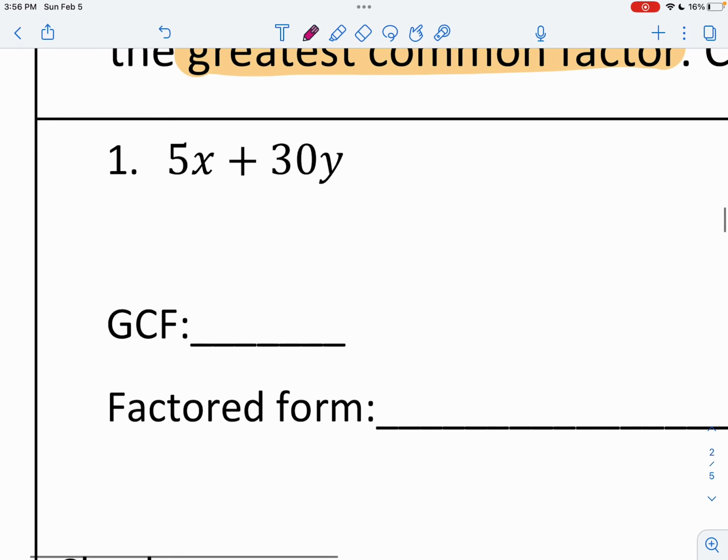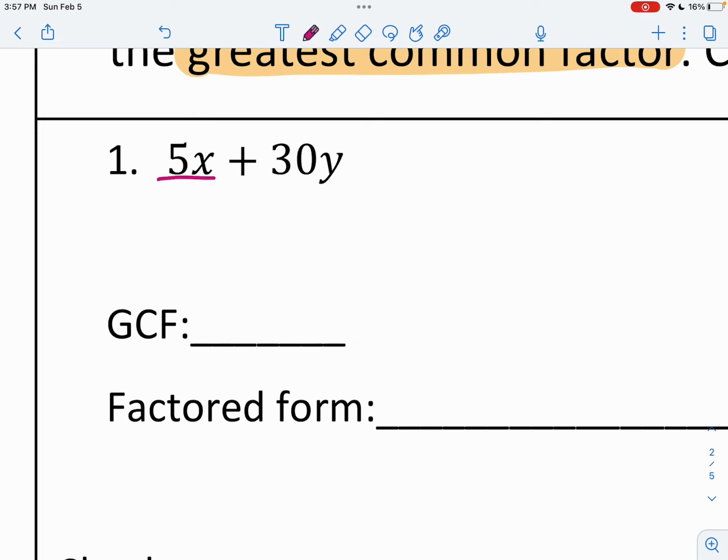Now, I will highly encourage you to pause the video as I go and see if you can figure out the GCF before we move. So, what goes in? What are factors of 5x and what are factors of 30y? Like, what goes in? What divides evenly into 5 and 30?